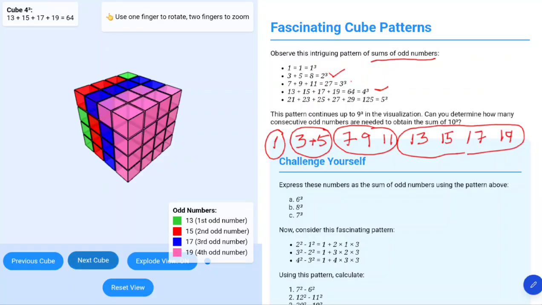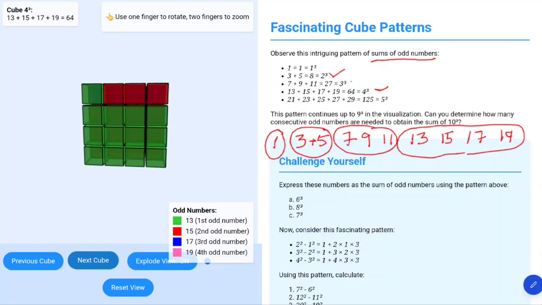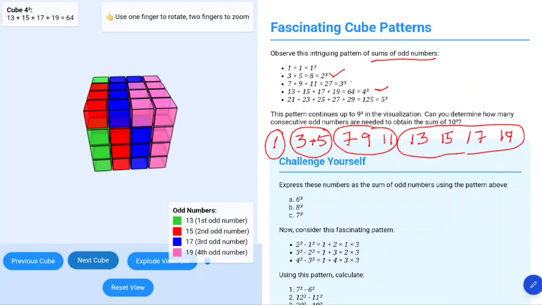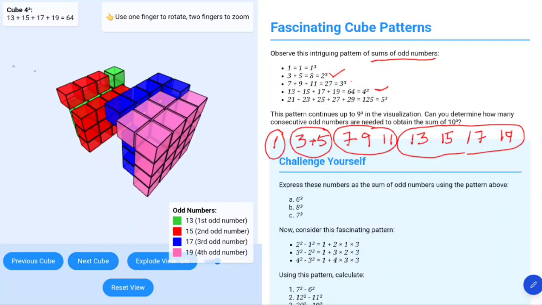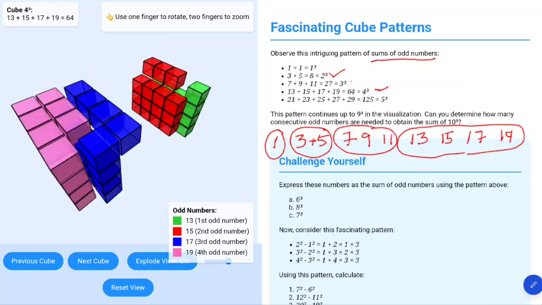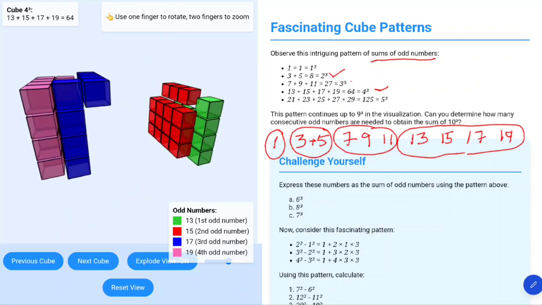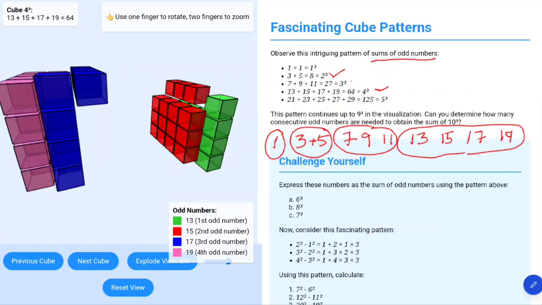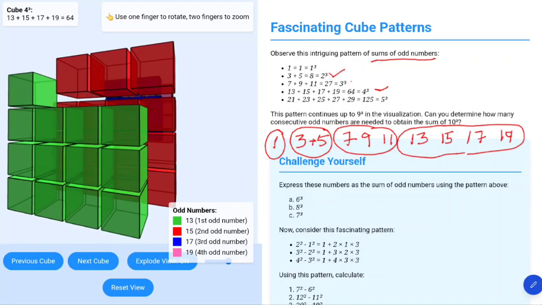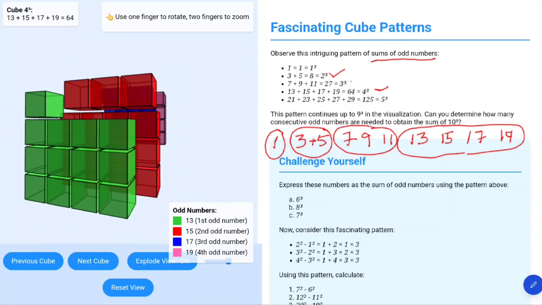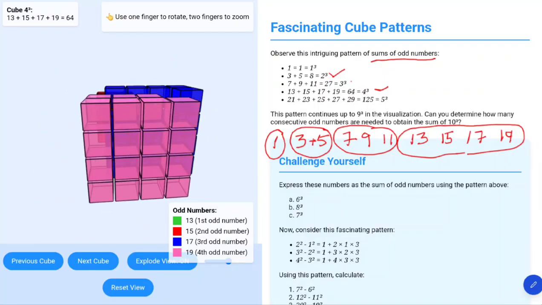So here you can see green, red, blue, and pink. The green represents the number 13. Red represents 15. Blue represents 17, and the pink one represents 19. Now, let us use our explode view option and try to separate out everything so that you can easily count all the numbers in real time. So here you can see how many red ones are there. 1, 2, 3, 4, 5, 6, 7, 8, 9, 10, 11, 12, 13, 14, 15. 15 red ones. The green ones, 1, 2, 3, 4, 5, 6, 7, 8, 9, 10, 11, 12, 13. 13 green ones.